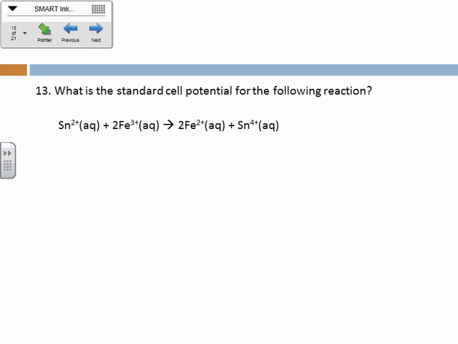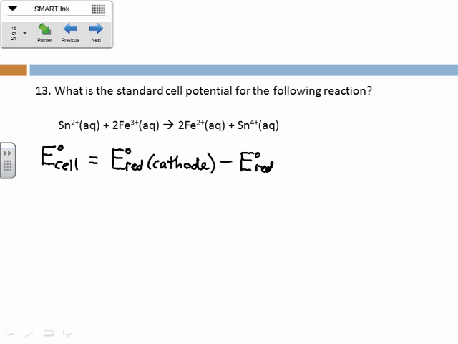Standard cell potential for the following reaction. Again, it's getting a little repetitive, so hopefully you guys are getting it. But to find the standard cell potential here, you just find the reduction potential of the cathode minus the reduction potential of the anode.